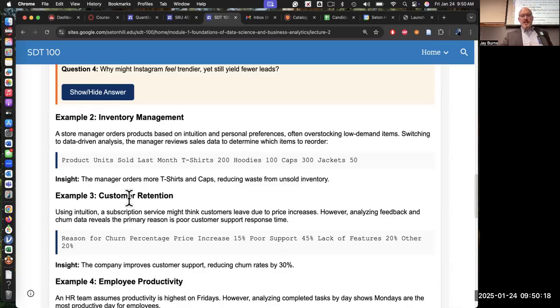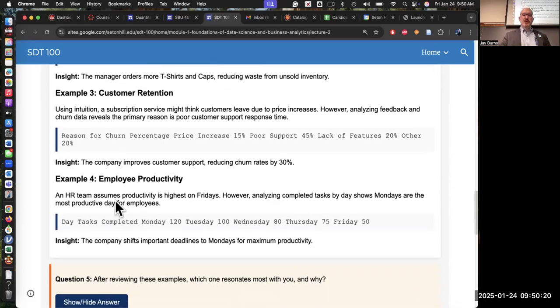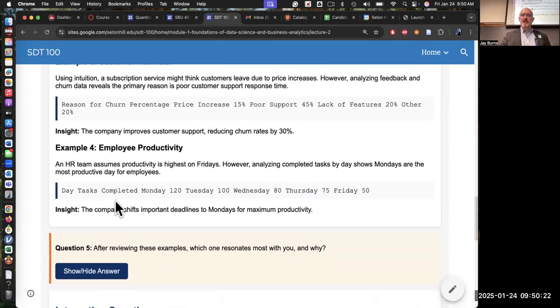Okay, so customer retention. Using intuition, a subscription service might think customers leave due to price increases. However, analyzing feedback and churn data, what is churn data? We're going to use that term throughout this whole course. The churn number is how many customers leave our service or stop using our product. So that's the churn information. How many customers do we gain? How many customers do we lose? That's what's referred to as the churn.